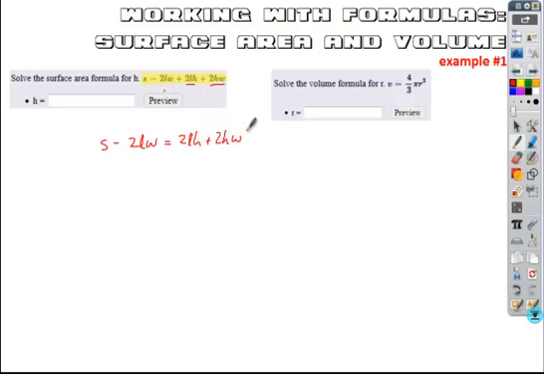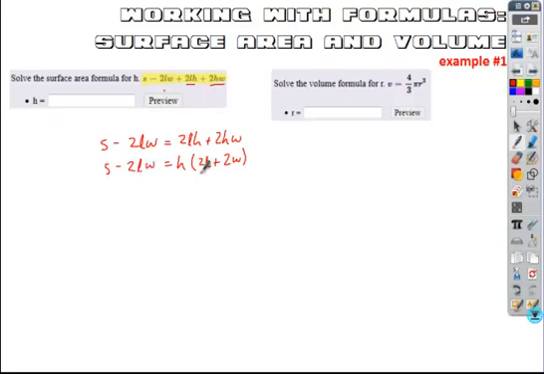Okay, now, the way that you isolate a factor from multiple terms is you remove it as a factor. So if we factor out the h here, even though we could factor out a 2 as well, we're not trying to isolate the 2. So we'll leave that inside and just remove the h. When we do that, we're left with 2l plus 2w. And on the right, it stays exactly as it was.